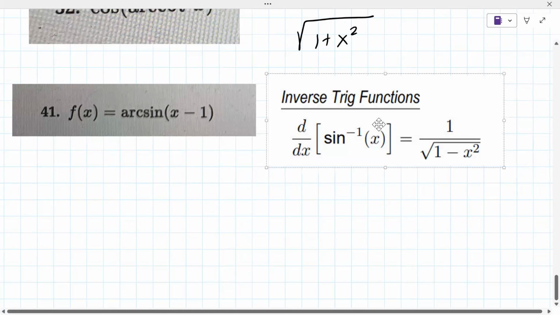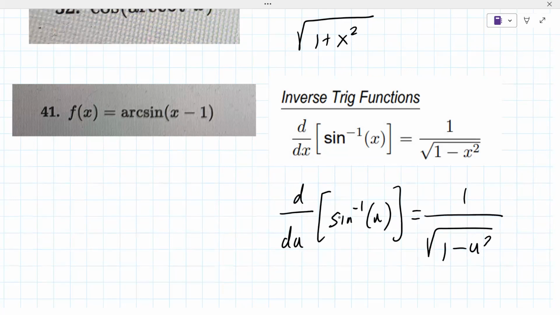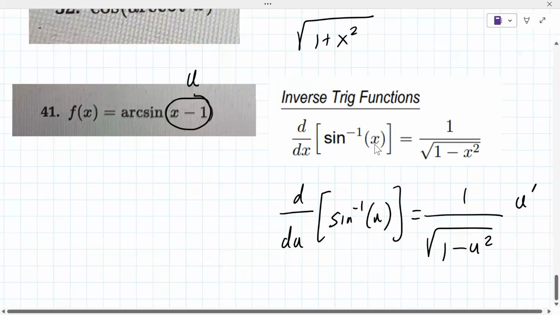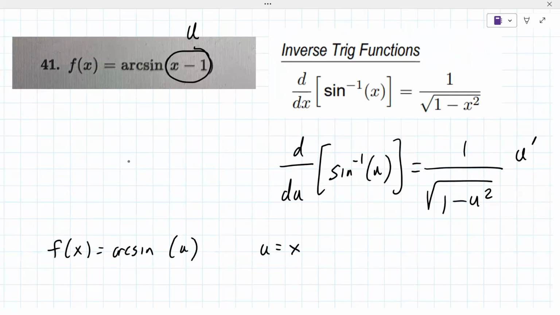One of the things that really isn't super clear, that really should be, is that it's always a chain rule derivative. So the derivative of sine inverse of u equals 1 over the square root of 1 minus u squared, times u prime. So your u is whatever this is. It's a little deceptive when it's x, because you think, oh, it's just x. Well, it could be x minus 1, could be anything you want in here. So sometimes it's good to go back to how we were doing derivatives with chain rule, and say, okay, f of x is arc sine of u, and u equals x minus 1.